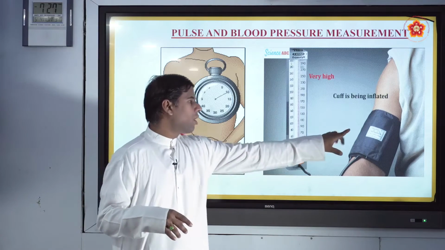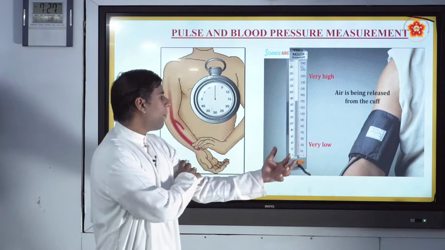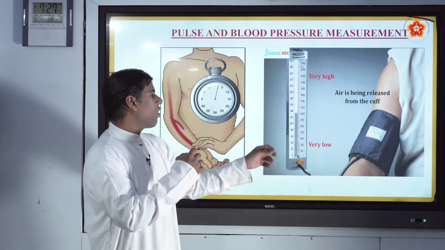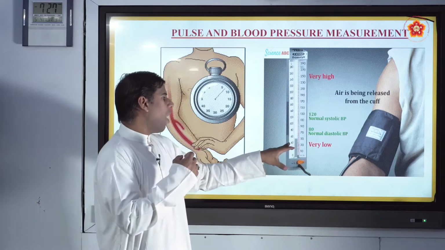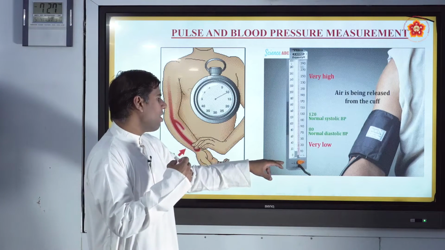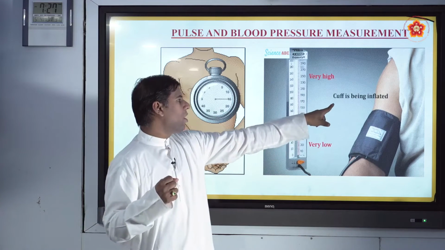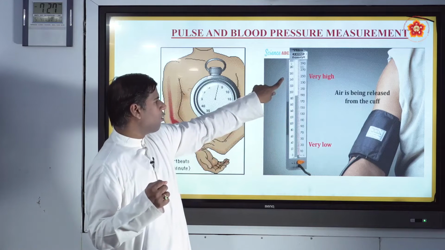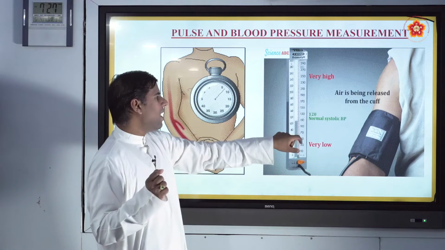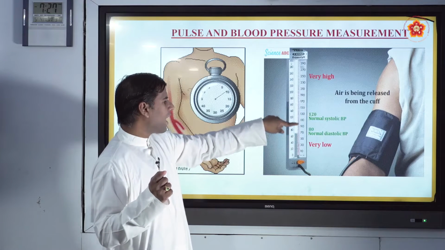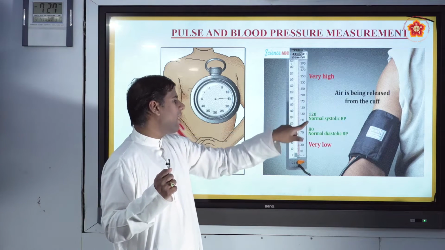First, the doctor puts the cuff around the arm, and then he inflates it. We'll see how it is actually done here. So first he inflates it. When the air cuff is inflated, the mercury level rises, and slowly the air is released from the cuff. When it's released, you see the systolic and the diastolic. It means that it's 120/80.